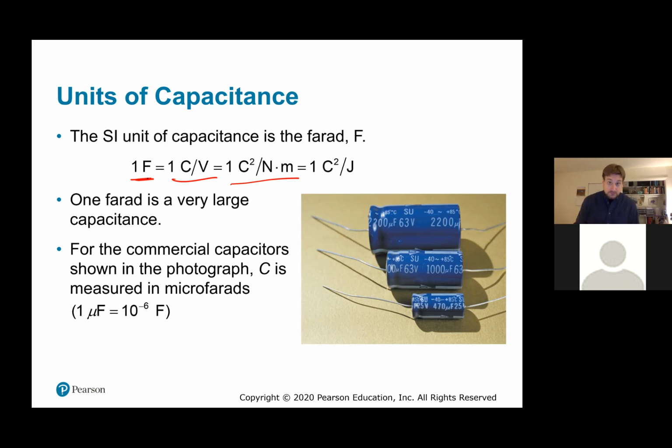Most capacitances are on the order somewhere between nano to millifarads. As it says, 1 farad is substantial. That's a large amount of storage. Microfarads is very common, and in fact, we see a picture of some 1,000 microfarads. So I guess 1,000 micro is 1 millifarad.